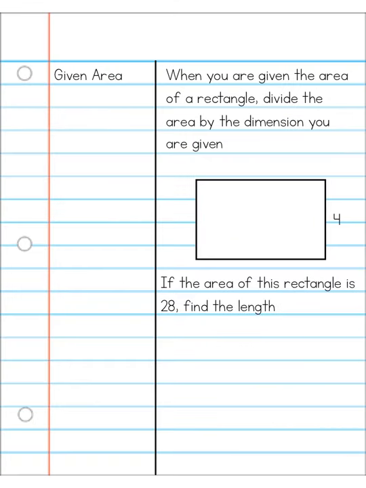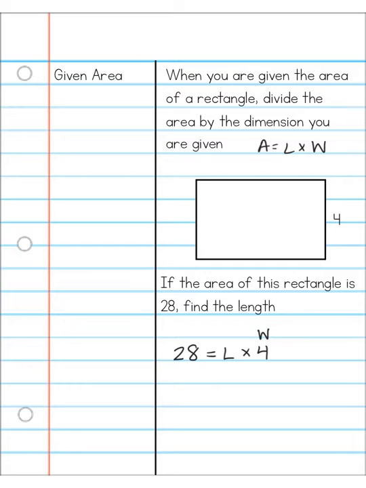When we're given the area of a rectangle, we're going to divide the area by the dimension we are given. We know that area equals length times width, and the opposite of multiplying is dividing. So let's look at an example. If the area of this rectangle is 28, find the length. So I know that 28 equals the length times the width, which is 4. So I need to find out what times 4 will give me 28.